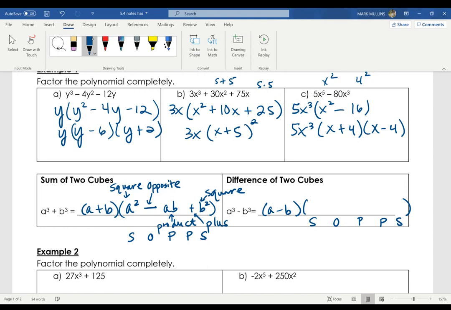So the first S is square. So I take the a and I square it. My next term is the opposite in sign. So if I have a minus, now it's a plus. The next term P, that's going to be a product. So a times b is ab. And then this is a plus sign. And then square again. And now this time I'm looking at the b and I square it, and that's b squared.